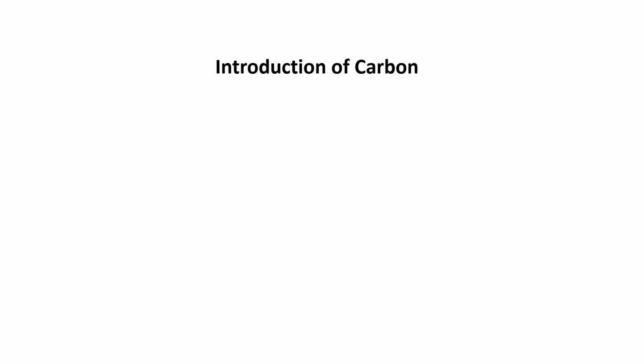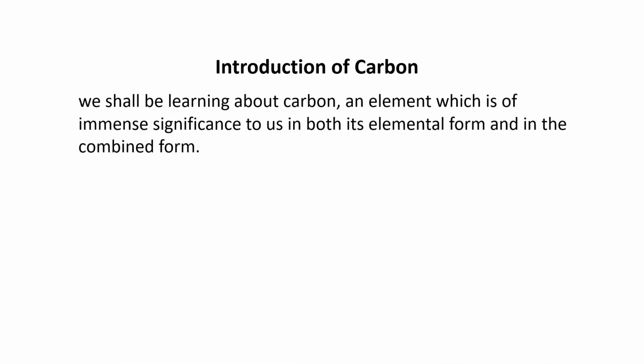There are 118 elements present in the periodic table, but here we are talking about only one element, that is carbon. Why? We shall be learning about carbon, an element which is of immense significance to us in both its elemental as well as in the combined form. It means that there are n number of compounds which are made up of carbon. There are more than 7 million carbon compounds on the Earth's surface. So you can imagine how important carbon is for us.